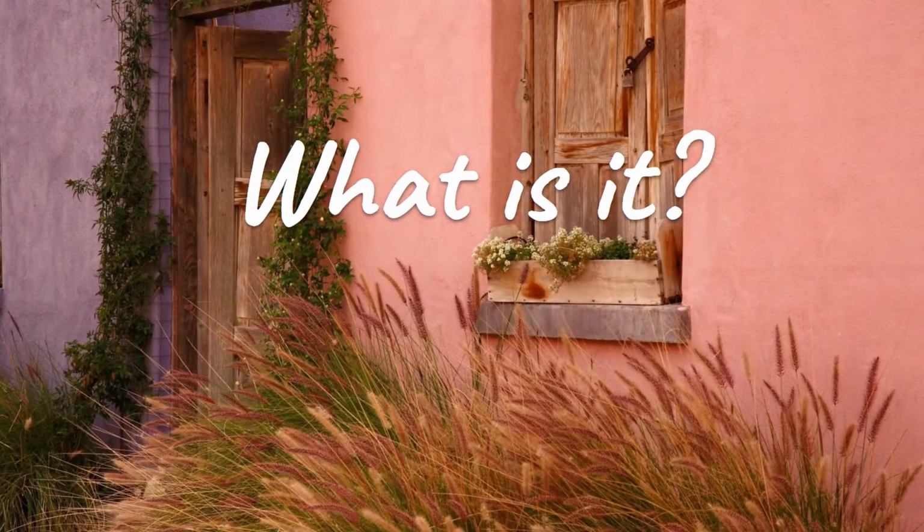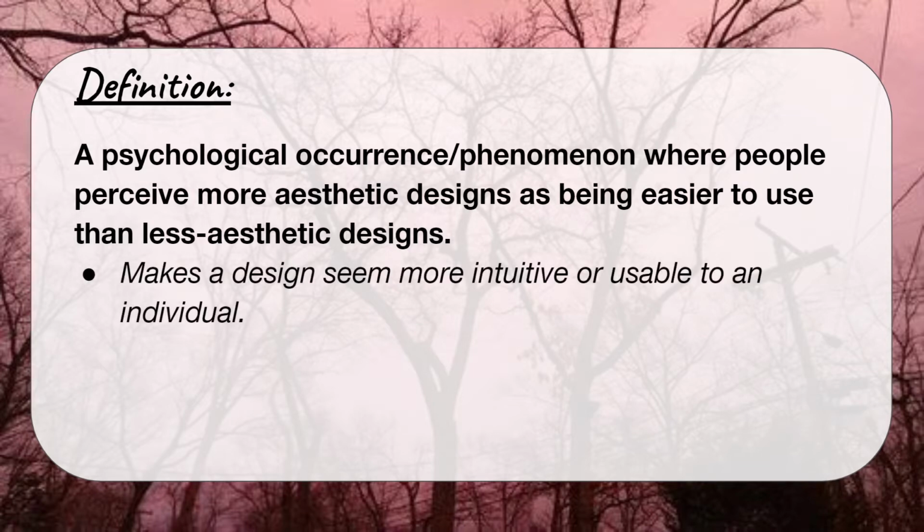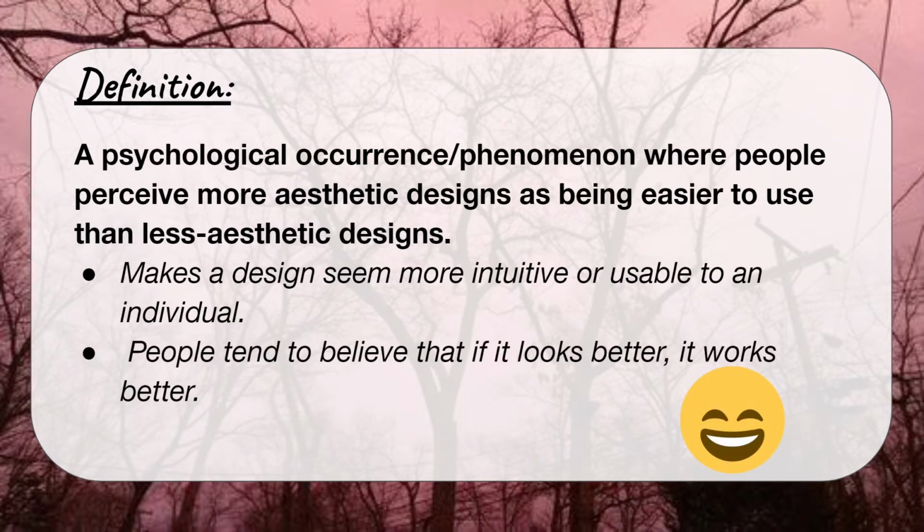So, what is it? Aesthetic usability effect, also referred to as apparent usability, is a psychological phenomenon where people perceive more aesthetic designs as being easier to use than less aesthetic designs. And when I say the word aesthetic, I am talking about designs being more visually striking or more attractive to a user. As a result, this effect makes a design seem more intuitive or usable to an individual. And overall, people tend to believe that if it looks better, it works better, even when that is not necessarily the case.